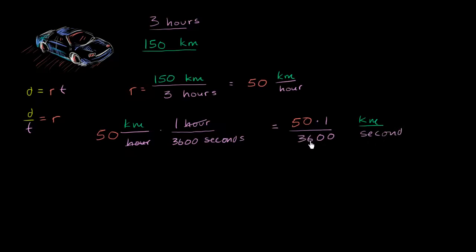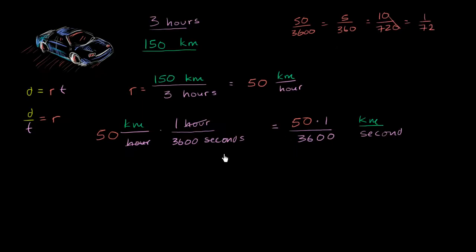And this fits our intuition. In a second, you're going to go 1/3600th as far as you would go in an hour. But let's actually think about what this is equal to. 50 over 3600. So this is going to be the same thing as, let me just simplify it over here. So 50 over 3600 is the same thing as 5 over 360, which is the same thing as, let me write it this way, 10 over 720. And I did it that way because that makes it clear that that's the same thing as 1 over 72.